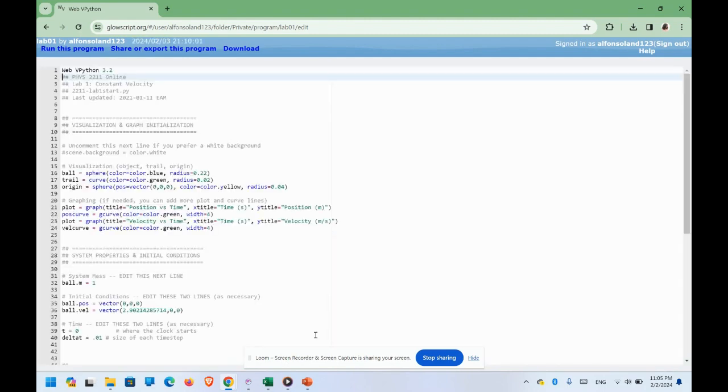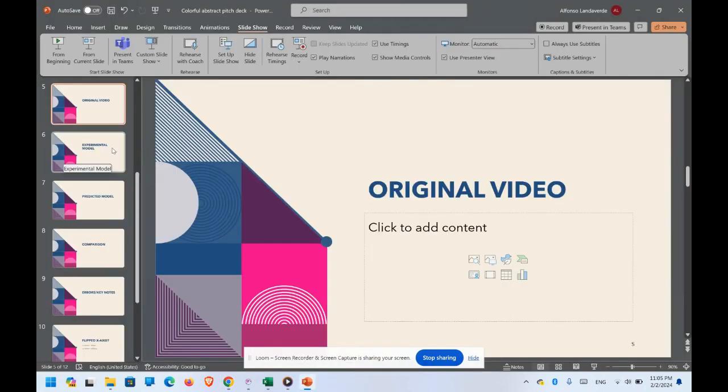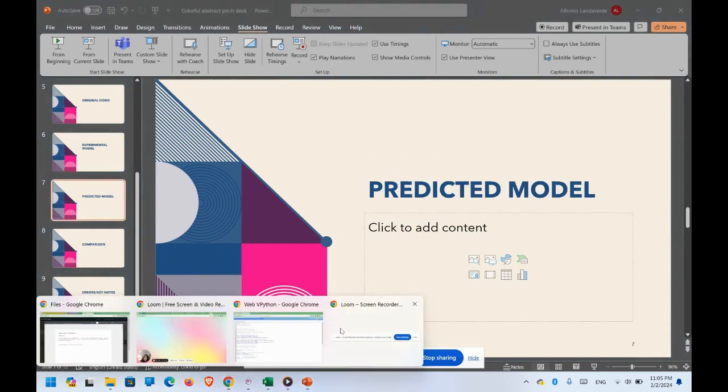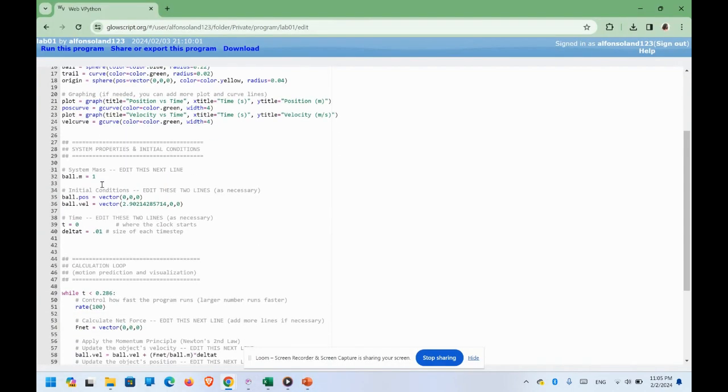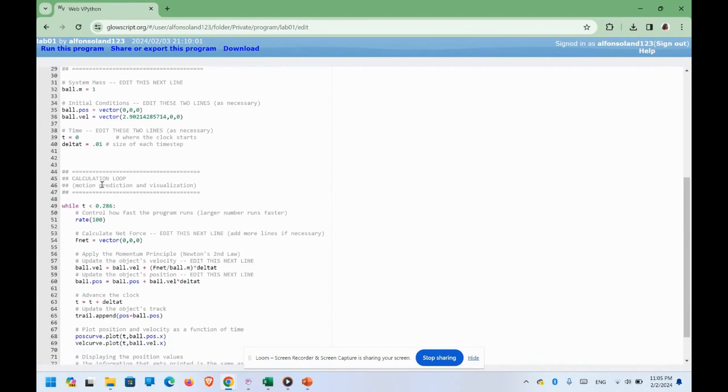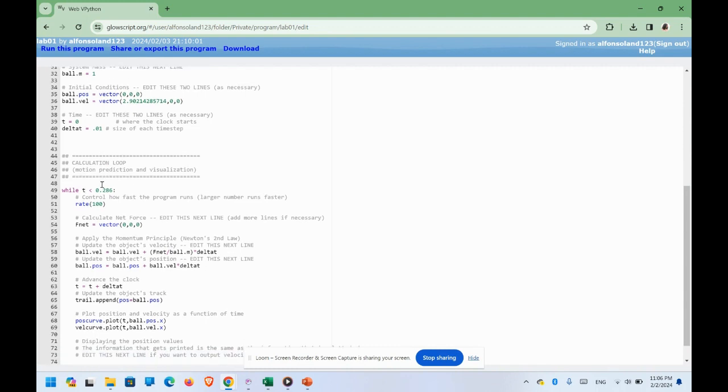This will be our experimental model following the original video, and this will be our predicted model. And our predicted model is simulated through this code right here. And so we plugged the numbers into the velocity formula to get the initial velocity, we found the average velocity, which will be our constant velocity. And so we just did change in position over change in time, which got us 2.902 and the rest. We just kept it exact, but we could fix it if we really wanted.